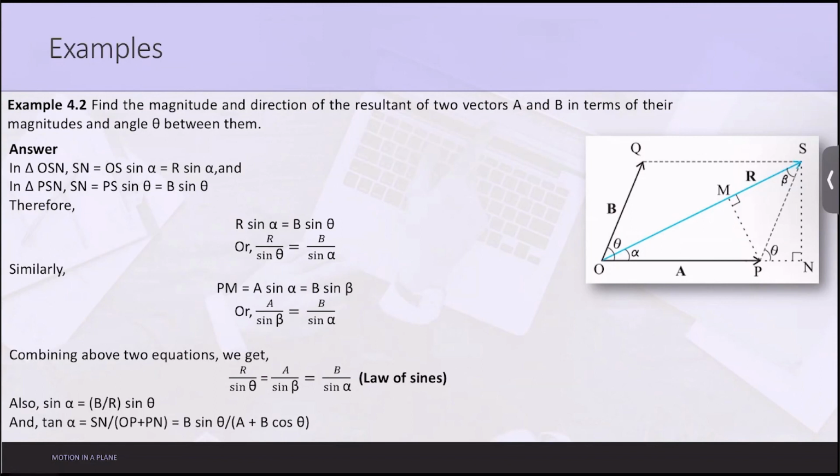Now let us look at the triangle OSN. For more clarity, I will make the triangle OSN here again. So this is your O, this is your S, and this is your N. In triangle OSN, what is the value of SN? This SN is nothing but equal to OS sine alpha. Please remember, this is the angle alpha which is being talked about here.